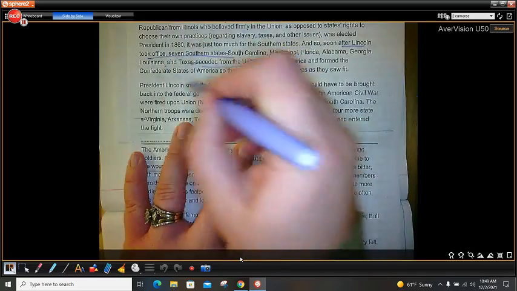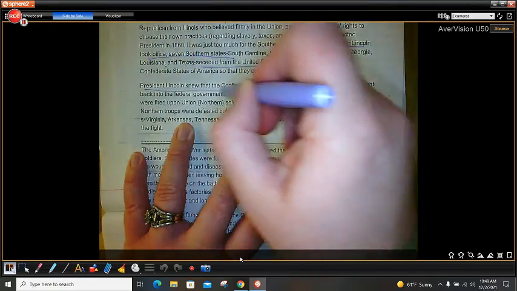We're just going to do that. First, President Lincoln knew the Confederacy was a rebellion that had to be brought back to the government.